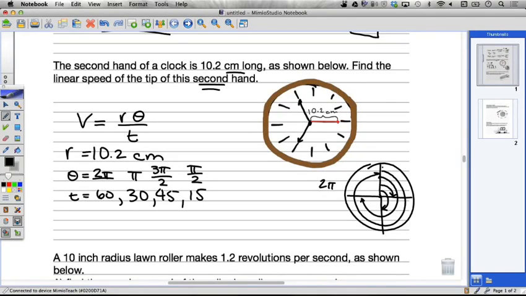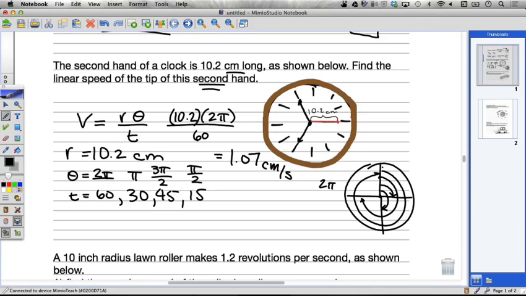So the answer would look like this. We're going to plug all this stuff in. 10.2 times 2 pi divided by 60 here. You've got your angle, which is 2 pi and 60, or I used pi and 30, or whatever. They would adjust because it's traveling the same speed the whole time. So you pick however you want to. That's going to turn out to be 1.07 centimeters per second, which makes sense.